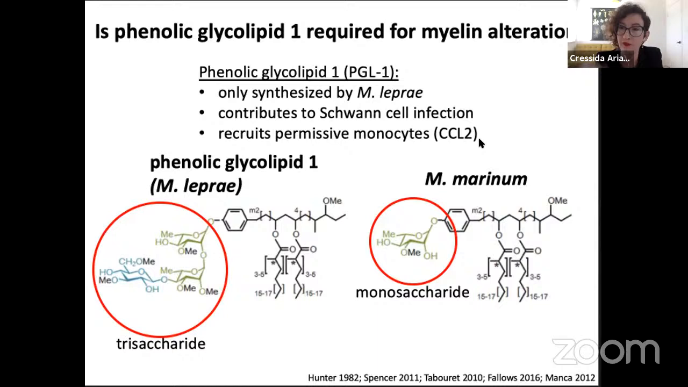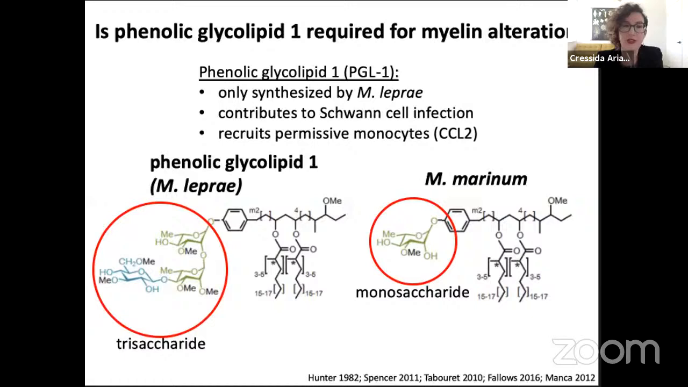So here's the structure of phenolic glycolipid 1. You can see it has this elaborate lipid backbone. And this was satisfying for me because I did my PhD on mycobacterial lipids. So it was sort of nice for me to be working on a lipid again a little bit as a postdoc. So you can see that with PGL1, we have this trisaccharide on the phenol ring that's methylated. And this trisaccharide is supposed to be the cause of all of the biological activity of phenolic glycolipid 1. And the trisaccharide itself is unique to M. leprae. So other mycobacteria make the lipid backbone, but only M. leprae makes this unique methylated trisaccharide. Now, Mycobacterium marinum, our model TB pathogen, is very closely related to M. leprae, and it makes a version of PGL1, except its PGL1 only is a monosaccharide, so it lacks the other two sugars.